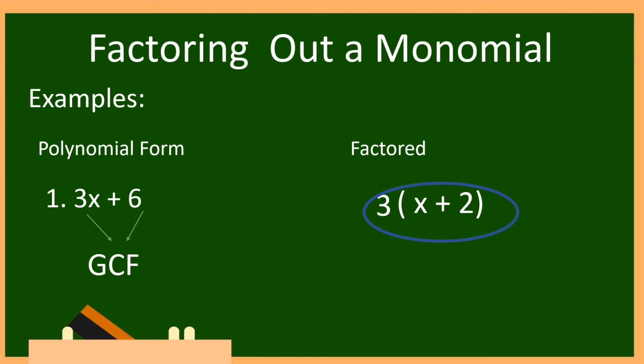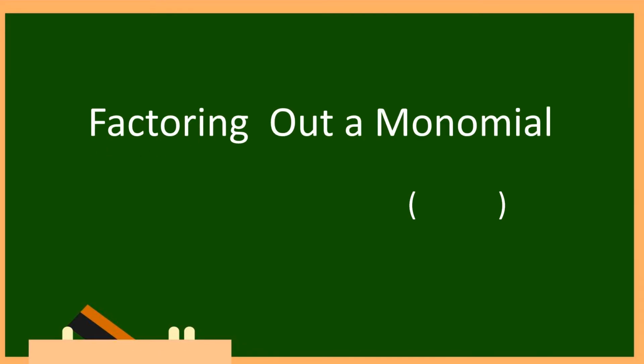3x divided by 3, that is equal to x. Then, divide 6 also by 3. Therefore, 6 divided by 3, that is 2. Therefore, the answer is 3 times the quantity of x plus 2. Now, let's move on to our second example.